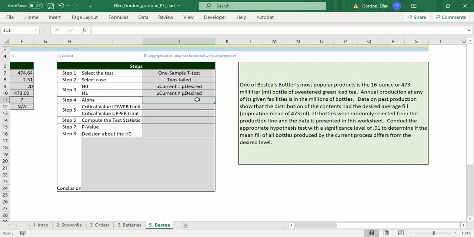The next step is to identify alpha. Alpha is presented in the research description. You can see right here it says a significance level of 0.01. Significance level is another word for alpha. So our alpha is 0.01 or 1%.